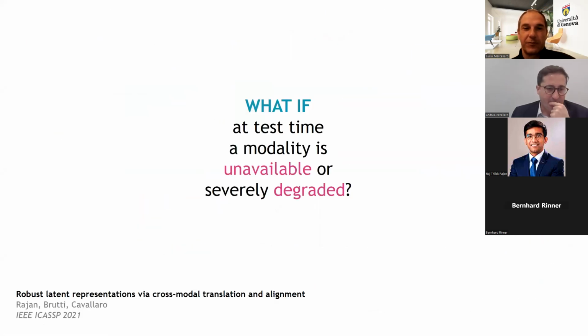So this is the reference. The application was the following: given videos of people interacting, how can you infer the level of valence or arousal of the people involved in the conversation? And what happens if you're using only visual information, so gestures and face movement, or audio information, when you can train with both modalities?